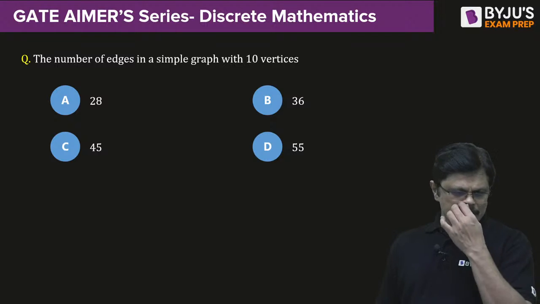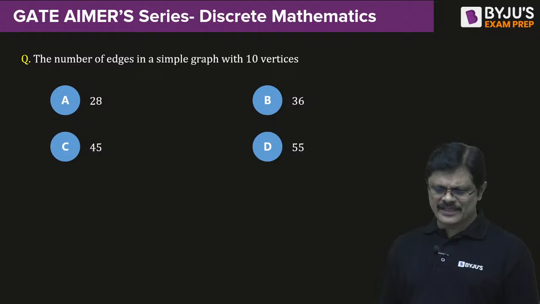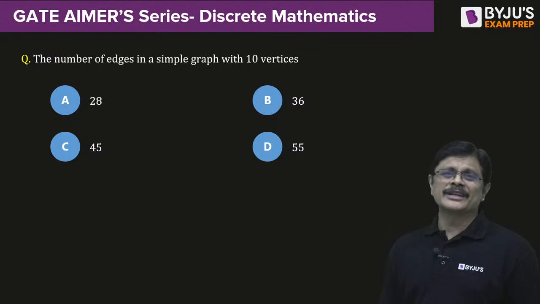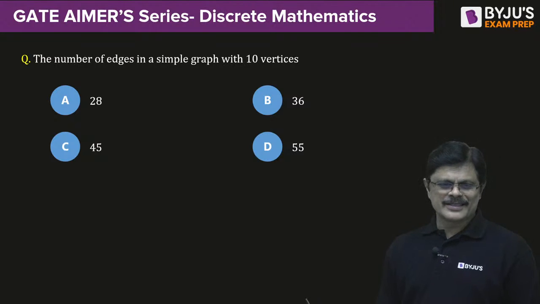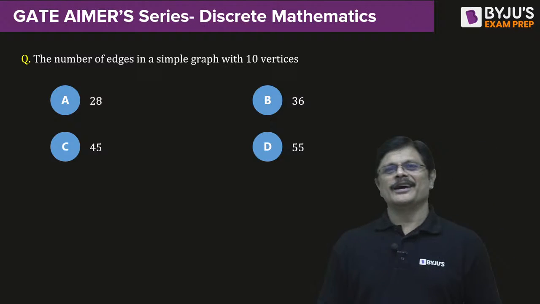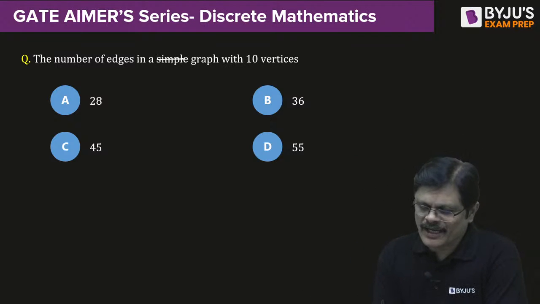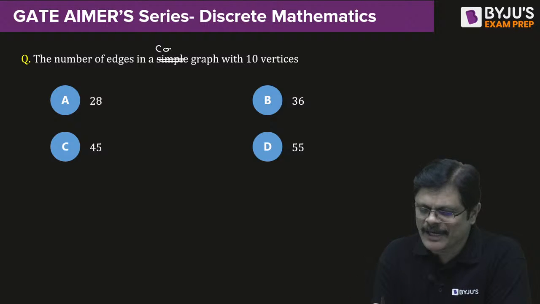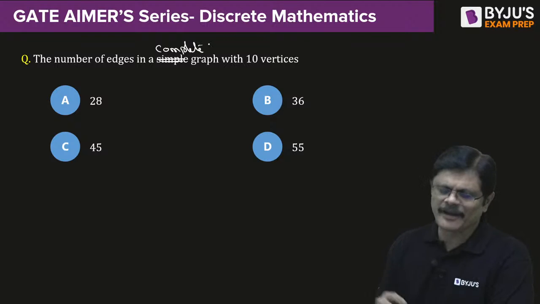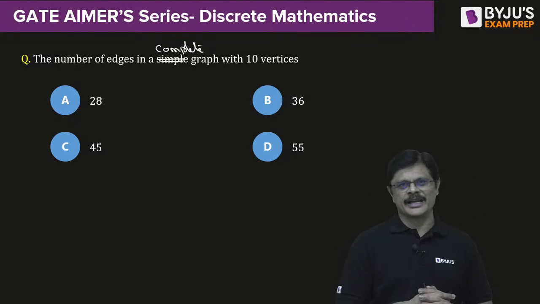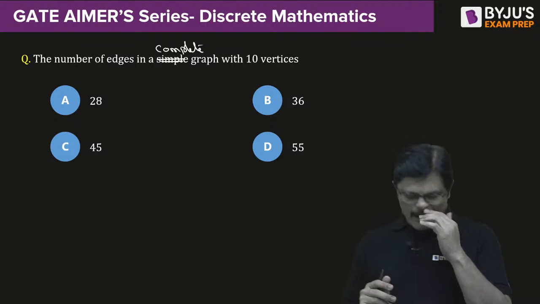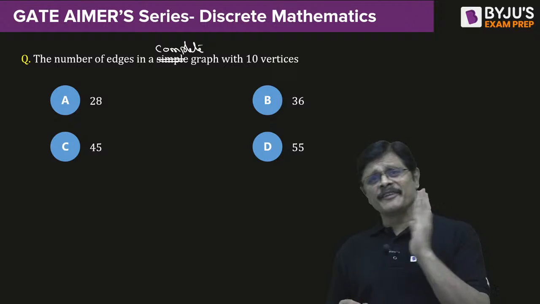Very good. See, one should know this particular formula perfectly, my dear friends. Number of edges in a simple graph with 10 vertices. Actually, I missed it. Sorry, complete graph. I forgot to mention that, sorry, printing mistake happened. Number of edges in a complete graph with 10 vertices.